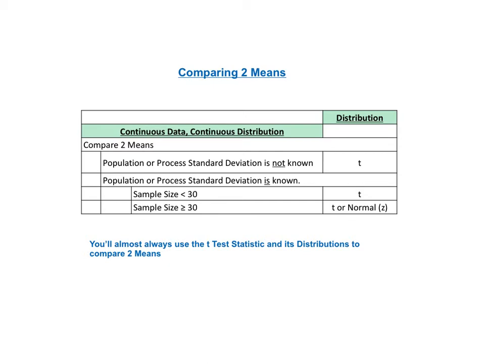If you have access to statistical software tables or a calculator, you're probably better off always using t. If you don't, and you just want to do a back-of-the-envelope quick estimate, you can use z if, for example, you remember that z equals 1.645 for a one-tailed test or 1.96 for a two-tailed test, in both cases when alpha is 5%. To net it out, you'll almost always use the t-test statistic and its distributions to compare two means.